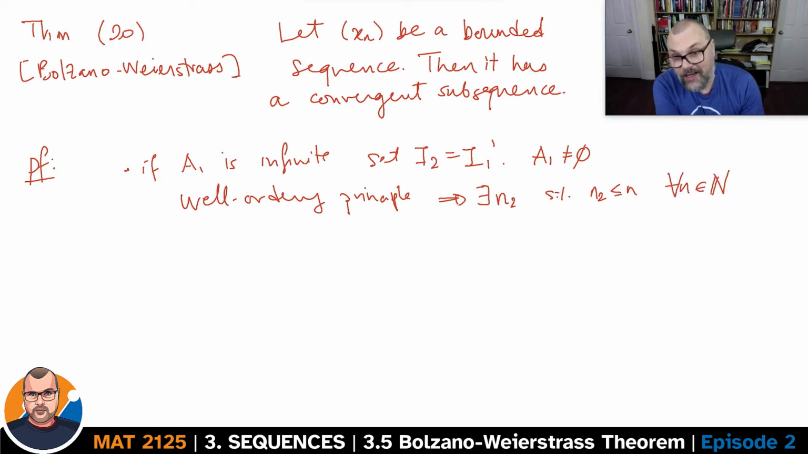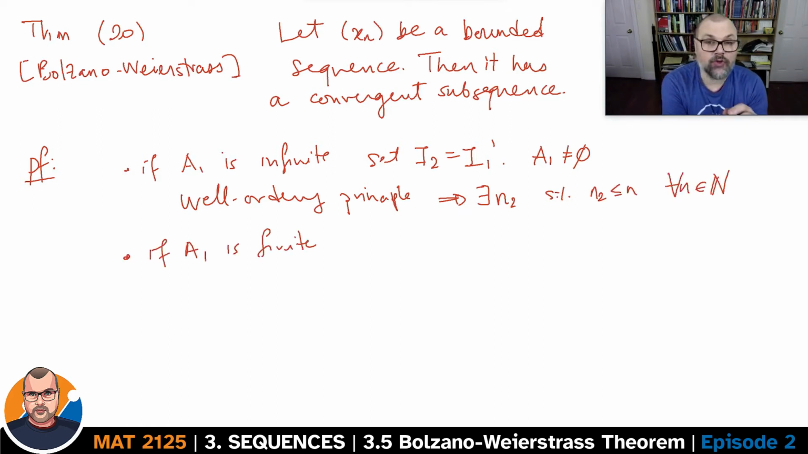If A1 is finite, then you don't have a choice. It must be that B1 is infinite. In the first case, possibly both A1 and B1 were infinite, but you only cared about the first one if it was infinite. So if A1 is finite, then B1 is infinite. And then you would set I2 to be the second half of the interval. Again, B1 is not empty.